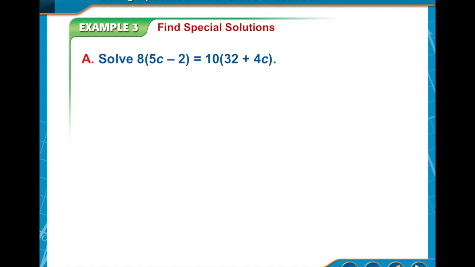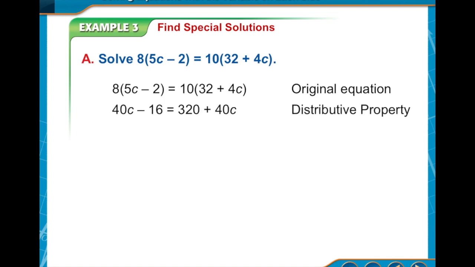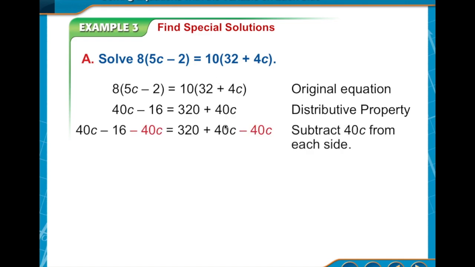Okay, so we can find special solutions when we're given a complicated expression. So the first thing we need for 3a is to write our original equation. Next, if we distribute, we'll get this whole term here. 8 times 5 is 40, 8 times 2 is 16, 10 times 32 is 320, and 10 times 4 is 40. We can subtract 40c from both sides. That'll get our variable to actually eliminate.